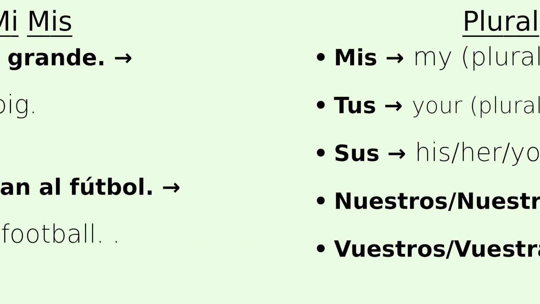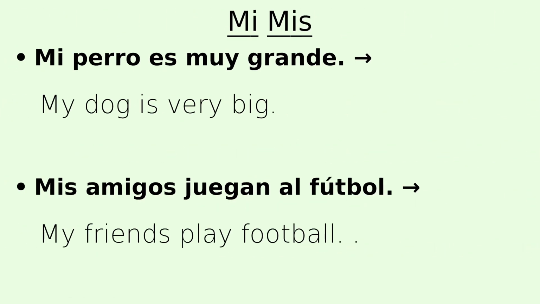First, examples of mi and mis. First sentence, the singular one. Mi perro es muy grande. Then we have the plural one. Mis amigos juegan al fútbol.